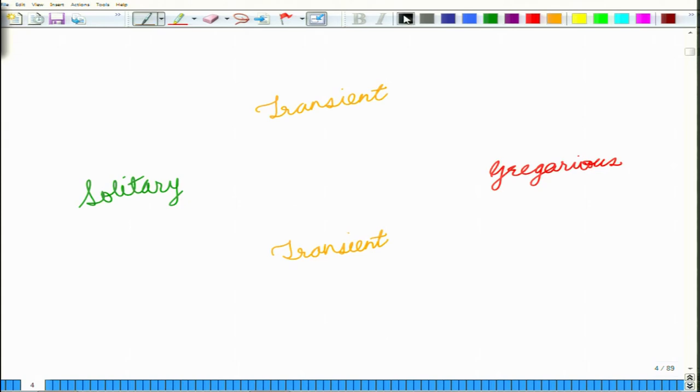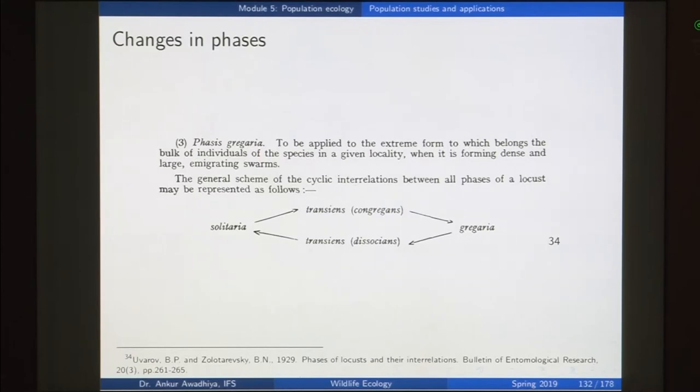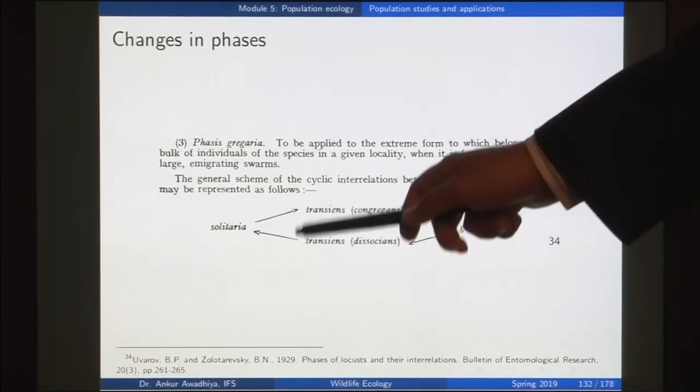Now, what happens is that if you have a solitary phase and the population is increasing, the population will tend to go towards transient. If it increases further, it will tend to become gregarious. If the population is gregarious and you have ample space, and the number of animals has come down, maybe because of a change in the environmental conditions, this gregarious will slowly turn into the transient phase, and from the transient it moves to the solitary phase. So, at all times we can say that these insects remain in these three phases: the solitary phase, the gregarious phase and the transient phase.